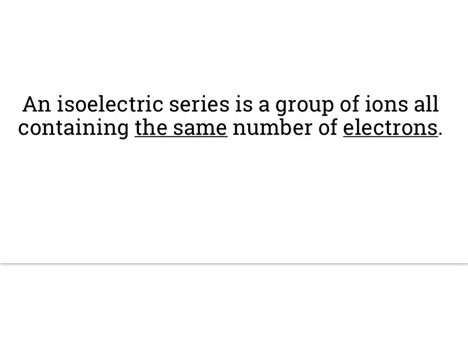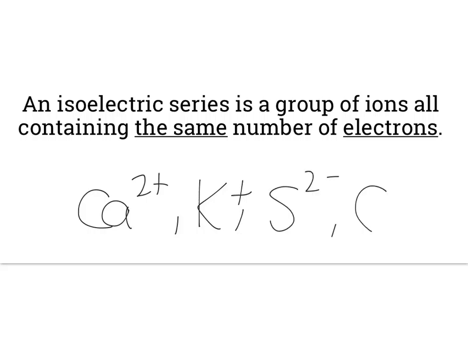By the way, an isoelectronic series, we mentioned this before, is a group of ions that all contain the same number of electrons. This would be like calcium 2 plus, potassium plus, sulfur 2 minus, and chlorine minus. So isoelectronic means same number of electrons. All of these have 18.